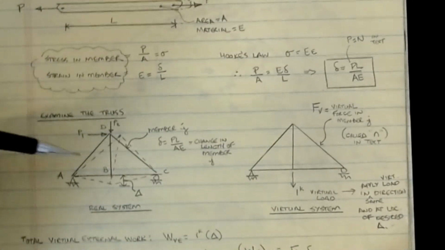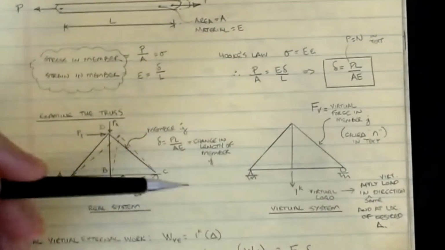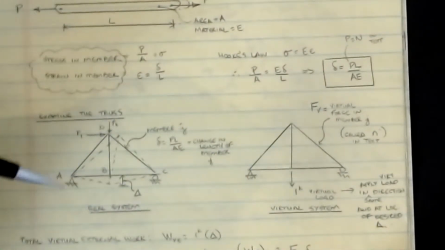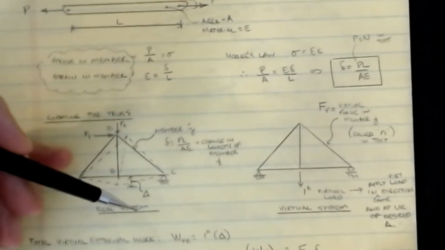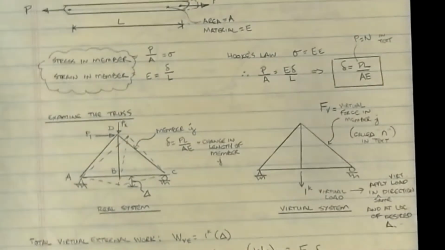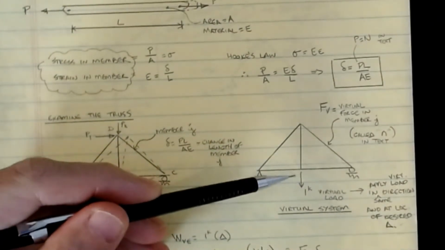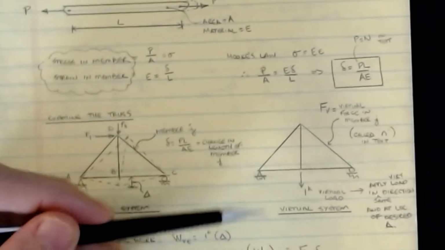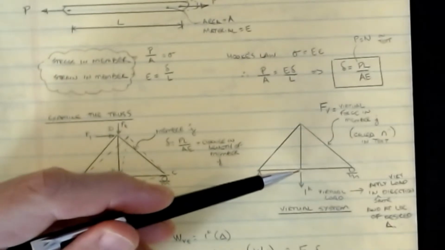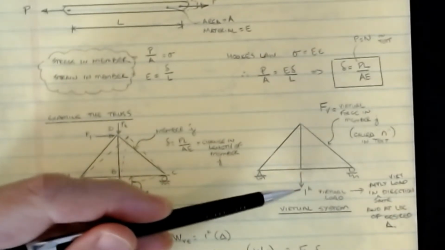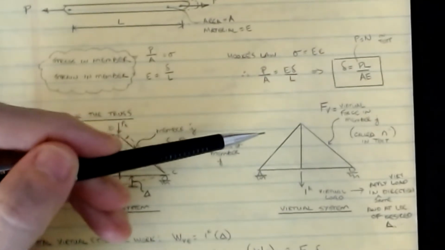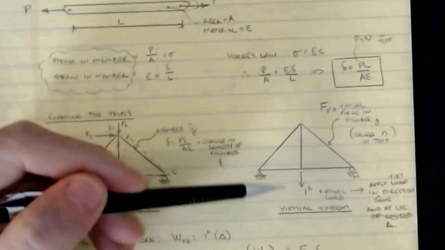Okay, the virtual system is a system that I'm going to set up such that I put a unit load, 1 kip, on the structure. So in this particular example, I'm trying to find the deflection in the vertical direction at B. The way that we set up our virtual system is we apply a 1 kip load at the point of interest. So if I want a vertical deflection at B, I put a vertical load at B of 1 kip. If I wanted a horizontal at D, I put a horizontal 1 kip.